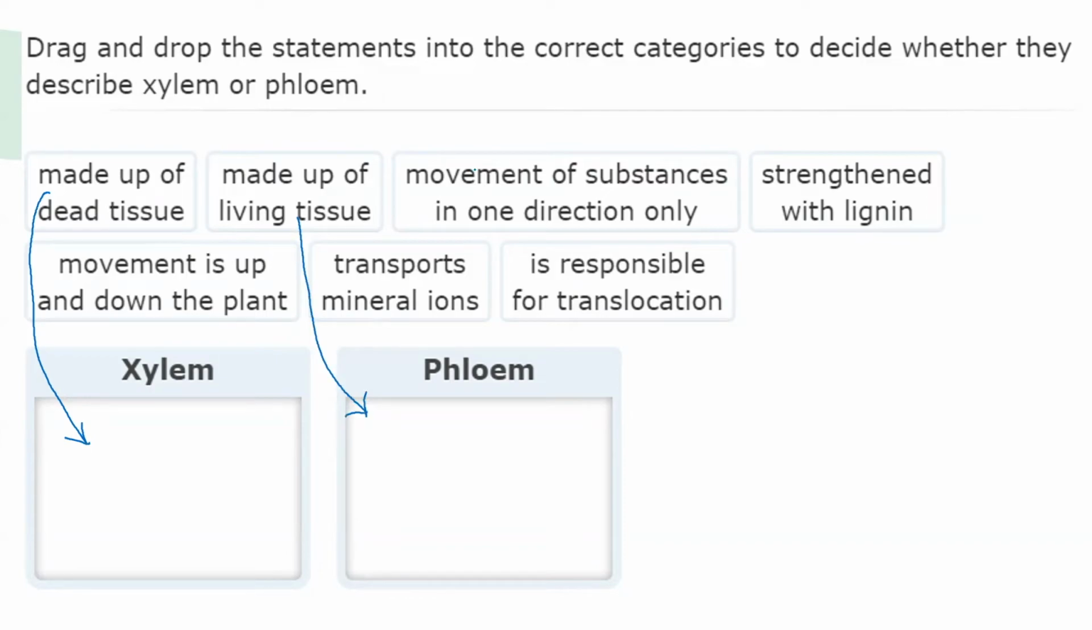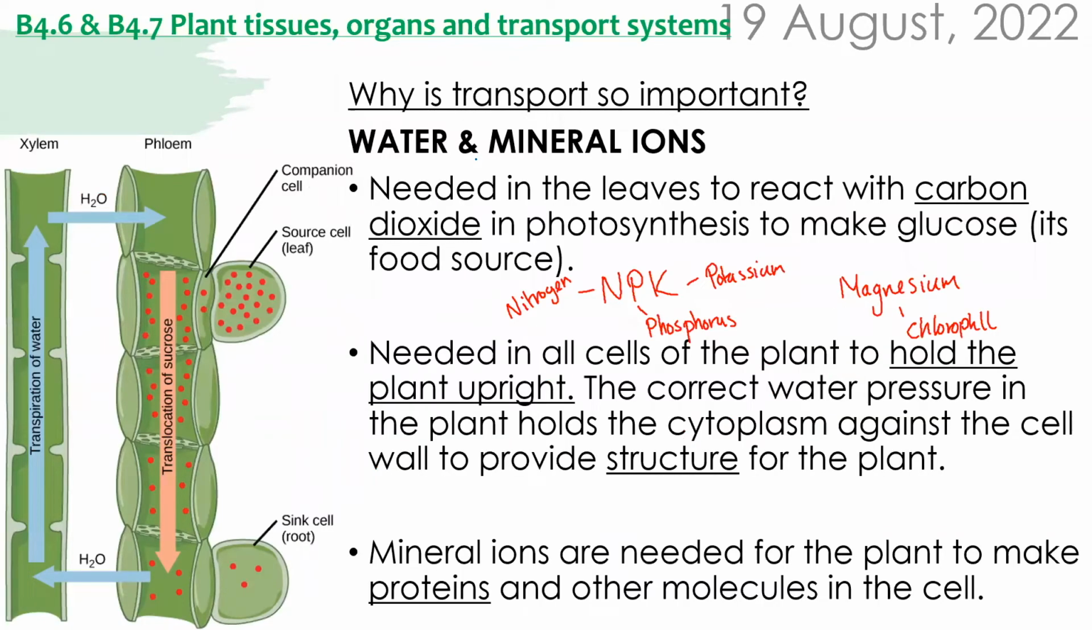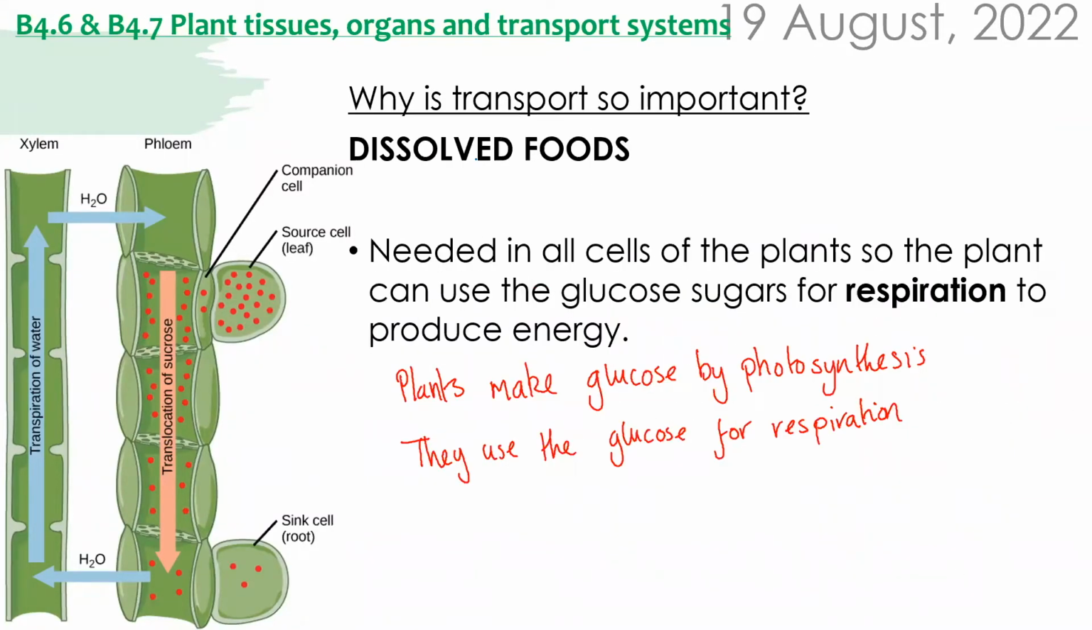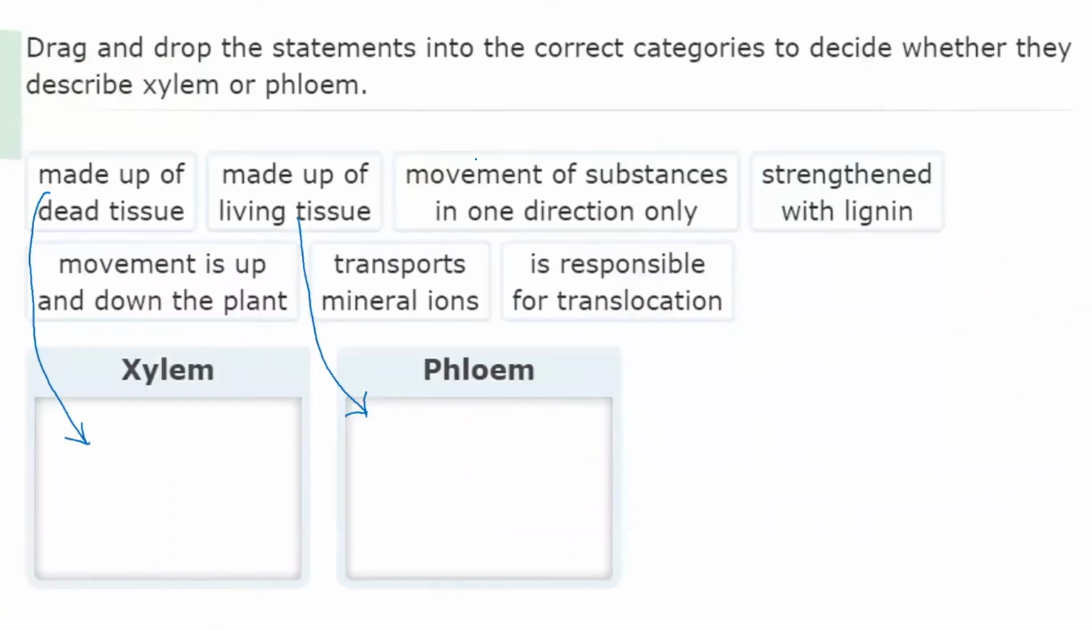Movement of substances in one direction only. I have to go back and have a look at that one, I didn't directly talk about that. So one direction only, transportation. This one would be transport of sucrose, so it goes round. We'll go back to that in a minute.